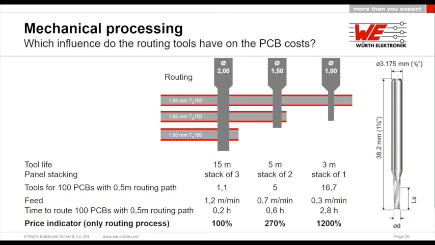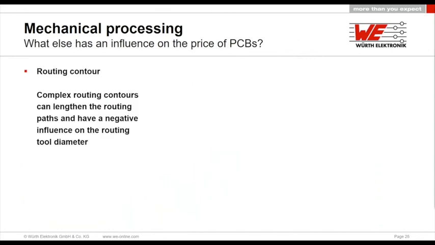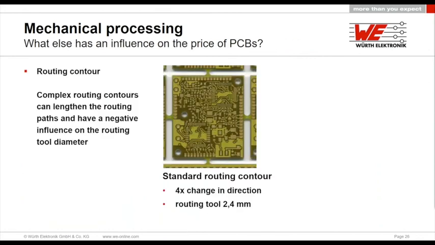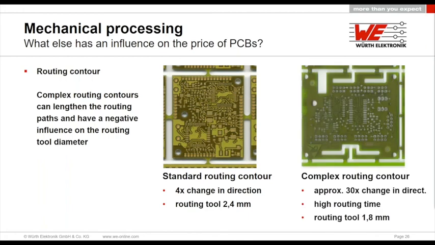We cannot stack panels. We have less tool life, and the feed is a quarter of the feed of the 2.0 millimeter tool. So we have a long time on the machine, and therefore the routing cost is much, much higher. What does it mean for you? This is important when it comes to routing of your outlines. If you have a standard outline, there is no issue using big routing tools, 2 millimeter, 2.4 millimeter.